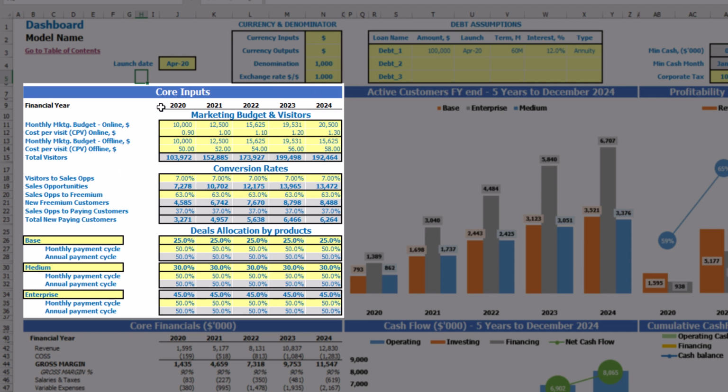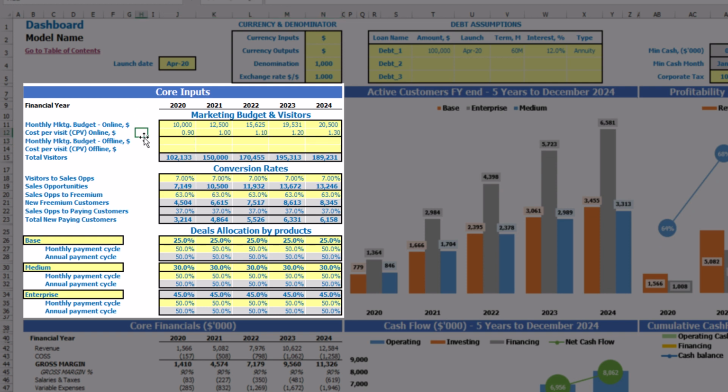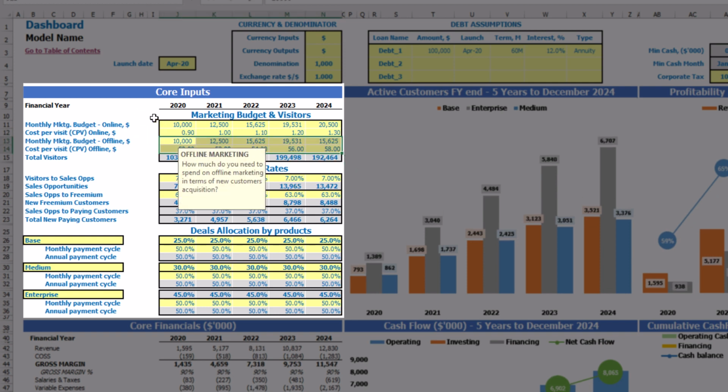The next step is to input your marketing budget and visitors assumptions. You have the options here, which is offline and online marketing. So if you don't need offline, for example, you can just clean this section and keep only online marketing. If you need both, you can adjust these numbers and have the needed calculation. So let's start from the online marketing.